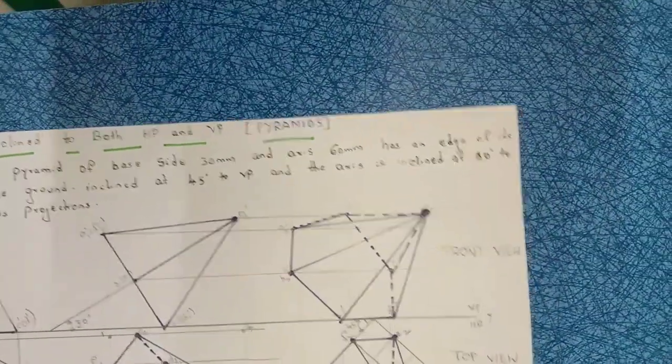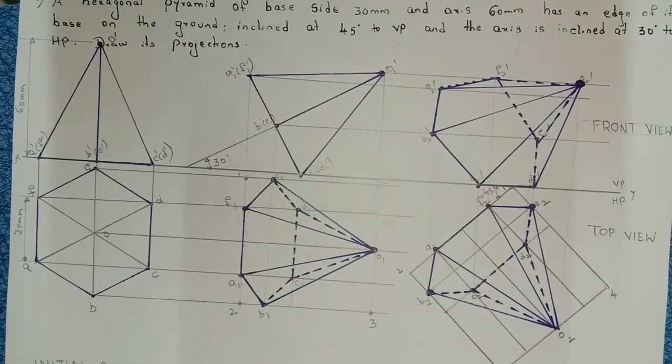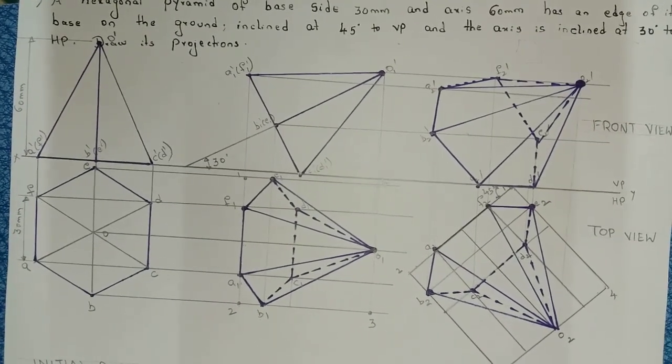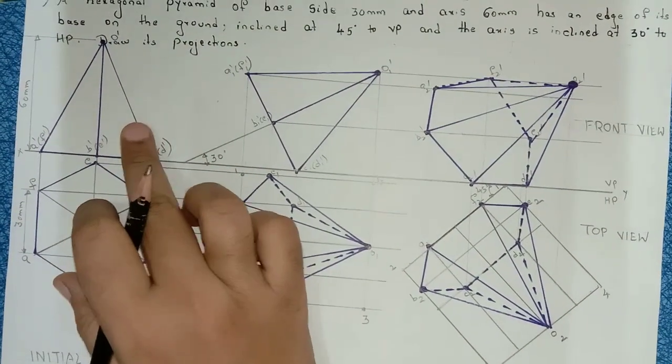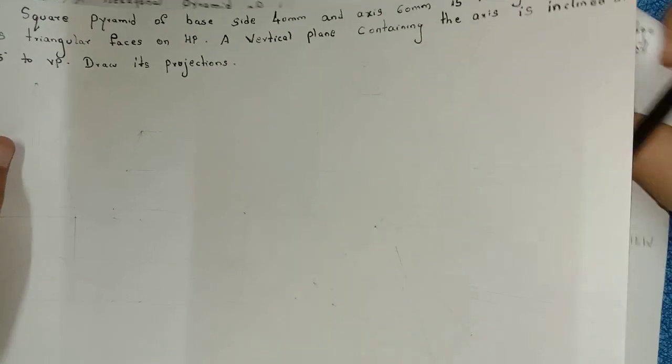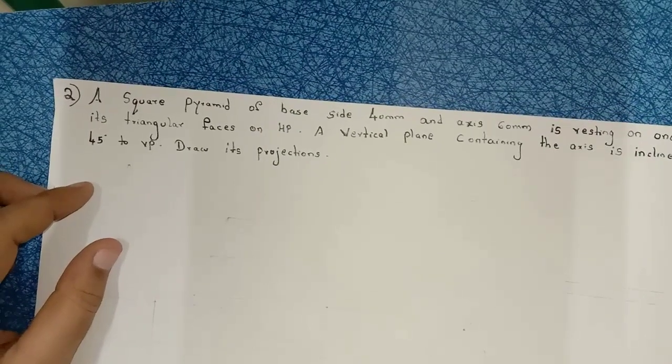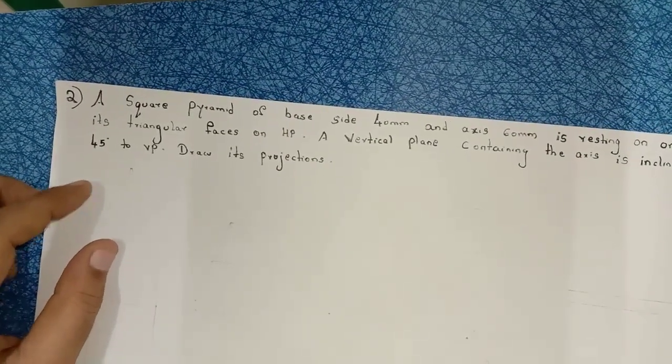Right, so how we are constructing these problems is the same as prisms, but here in prisms we are constructing a rectangle, in pyramids we are constructing a triangle. Right, so let us see one more problem.